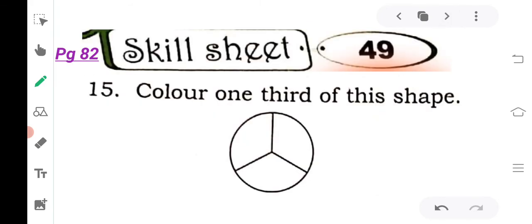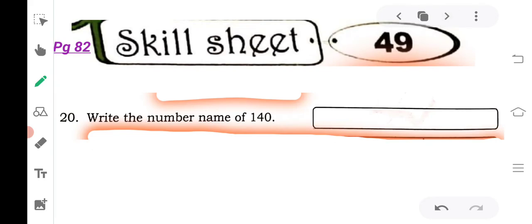Okay. Now, next. Question 15 says, color 1/3 of this shape. See children, 1/3 means this is your circle. If we say half, we will divide like this. And 1/3 it has asked. So, we have divided like this. You have to color 1/3 of this shape. 1, 2, 3 parts are there. So, 1/3 will be like this. Color any portion. Color properly. Neatly you will color. Okay. This is your 1/3. Color fully.